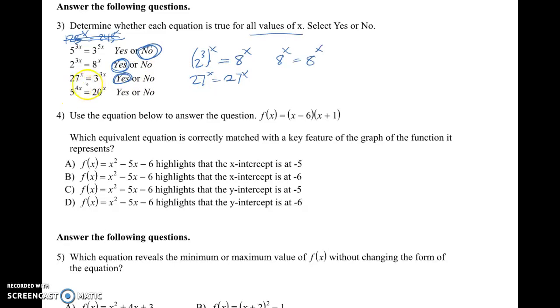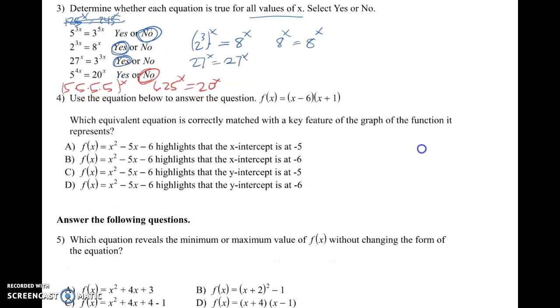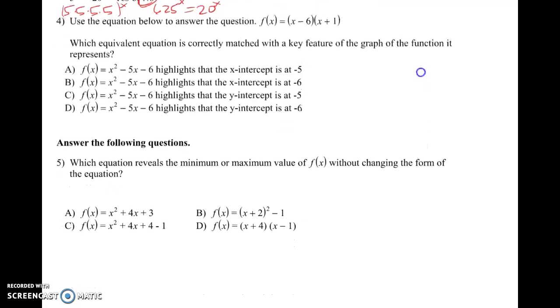Here, 5 to the power of 4x. Now, on quick glance, some people will be like, oh yeah, that's 20 to the power of x equals 20 to the power of x. But you have to realize that's 5 to the power of 4. 5 to the power of 4 is 5 times 5 times 5 times 5. And that to the power of x. So 625 to the power of x equals 20 to the power of x? No.